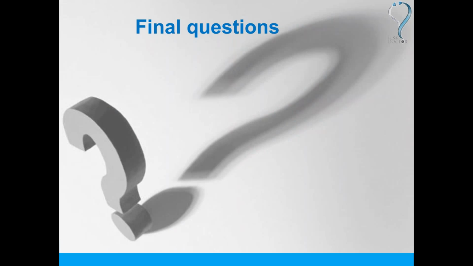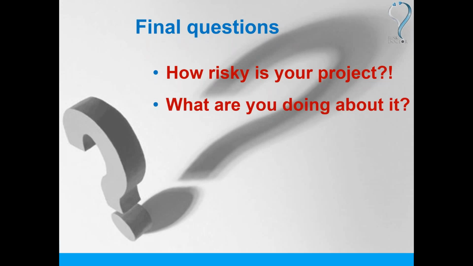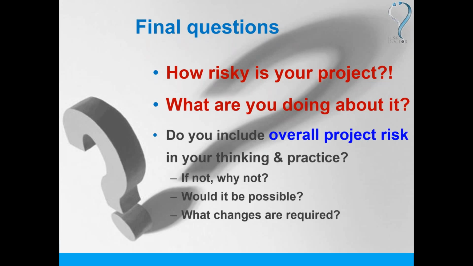I have three questions for you. How risky is your project? Do you know how to answer that question? Would you say, well, I've got 10 red ones and 20 yellow ones and 30 green ones, and that's how risky it is? Or can you answer the question overall, how risky is the project? And more important, what are you actually doing about controlling the overall riskiness of your project and making it more acceptable? And perhaps the most important question, are you thinking about overall project risk in your processes and in the way that you manage risk? If you're not, why not?